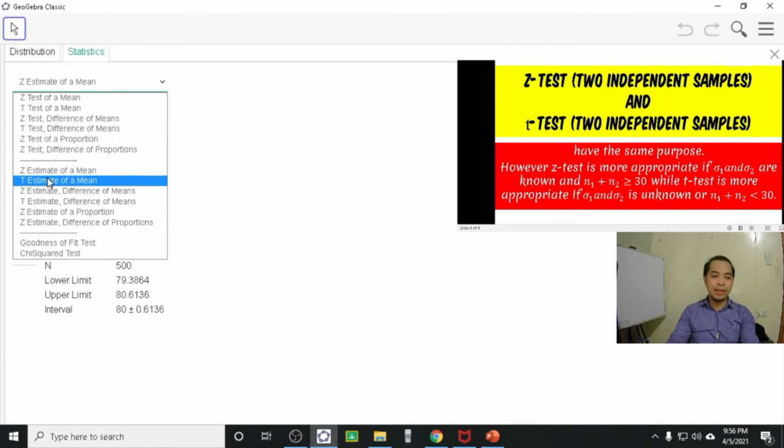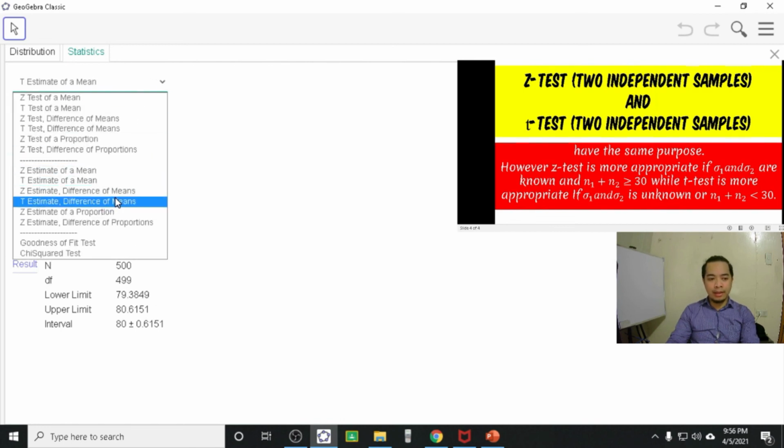We can also use t-test if you want, and the other estimation concepts here. Estimating the difference of two means, that's if you have two populations and you want to estimate the difference of the means of those two populations.